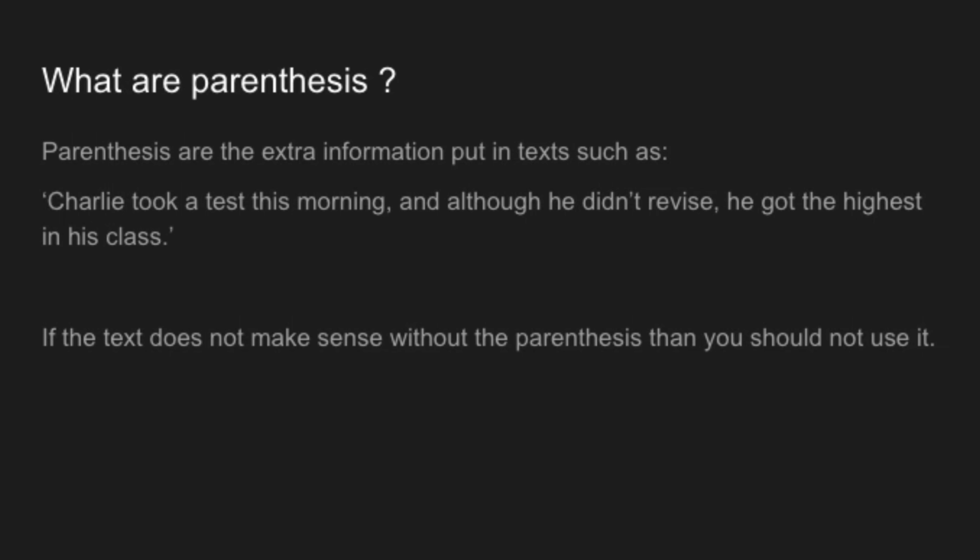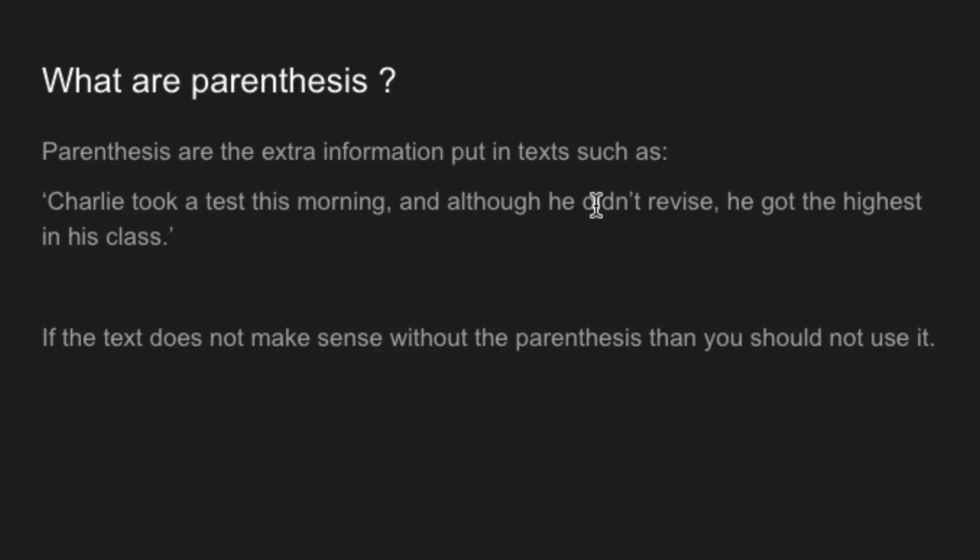So guys, what are parentheses? It is when you add information that the reader doesn't necessarily need to know. Such as, Charlie took a test this morning, and although he didn't revise, he got the highest in his class. If the text does not make sense without the parentheses, then you should not use it. This is a piece of advice.